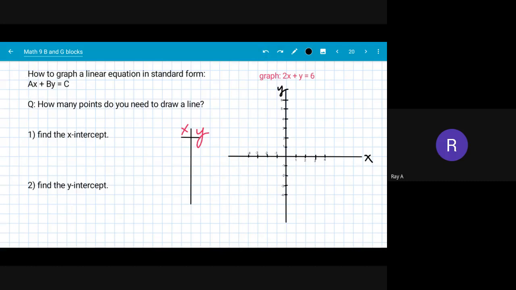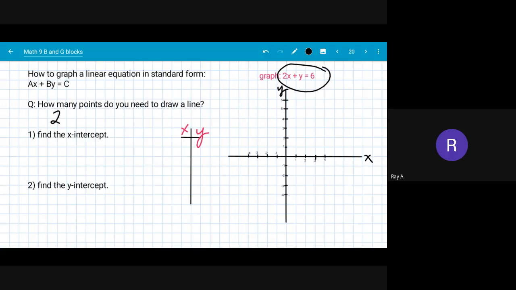So I wrote here a question. How many points do you need to draw a line? That's the basic question so that you at least have an idea of what to do as you are graphing. At the minimum, you need 2. For example, if I have a point here and a point here, when I connect them, I have a line, right? So that's all you really need. You need 2 points. So to be able to graph this equation, I need to find 2 points.